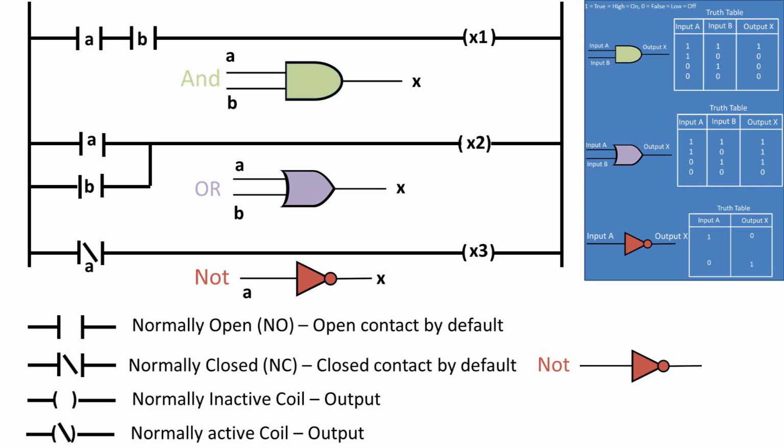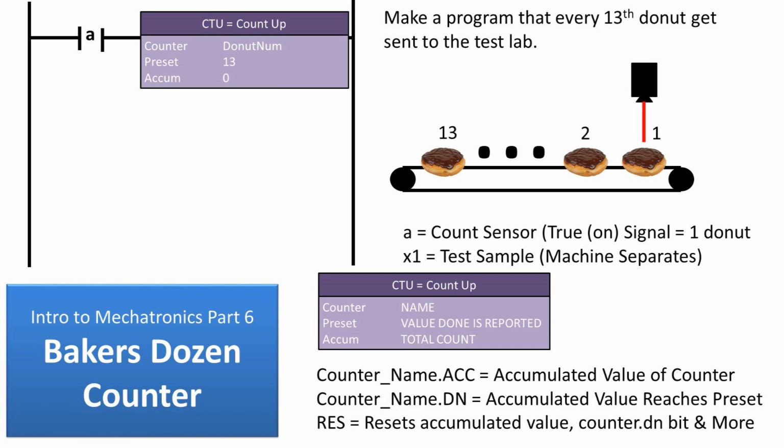Also, for your reference, here's a slide that goes over the basics of ladder logic and types of contacts and energizers. So I want to lead with there are multiple ways to skin a catfish. The way I decided to complete this is by using a normally open contact that is connected to a sensor so that it completes and closes the circuit every time a donut passes through the sensor beam. This true or on signal is then sent to the count-up, which I named donut num, and set the preset value to 13. This means that once it reaches 13 donuts, it will report a done signal.